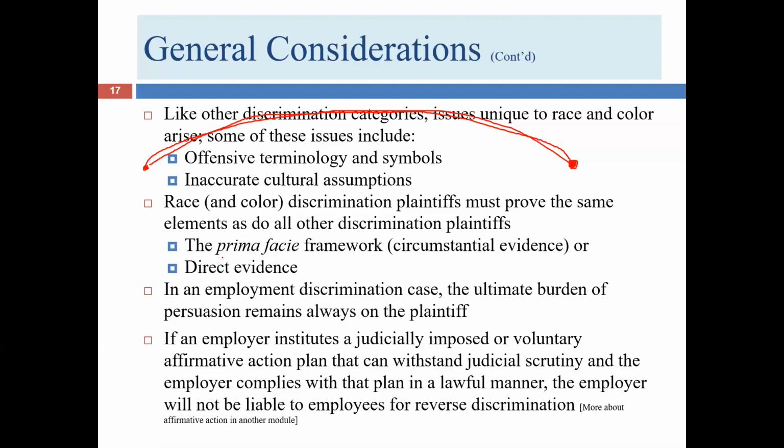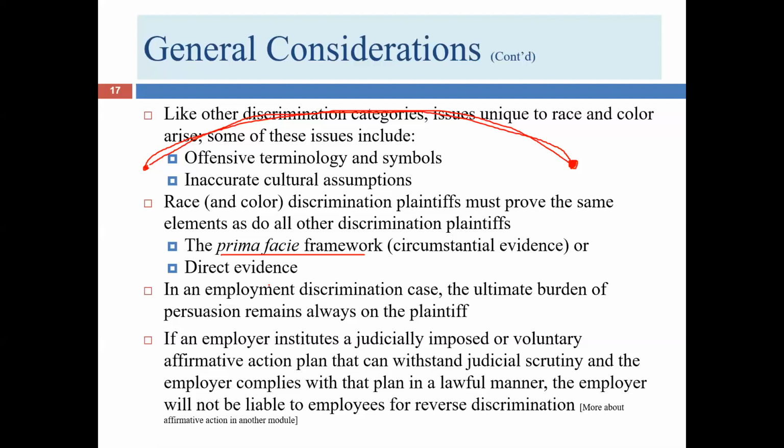So the plaintiff can use the prima facie case framework, which of course is based upon circumstantial evidence, or direct evidence. Bob is fired. The supervisor has been calling Bob offensive names throughout his employment, or says to Bob, we don't want your kind around here, or something along those lines. It certainly implies that Bob's race was a factor in the decision.